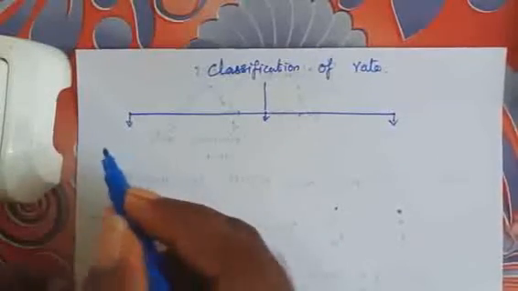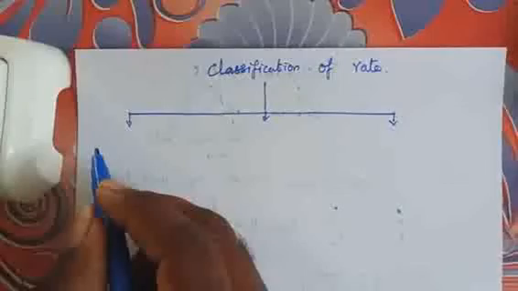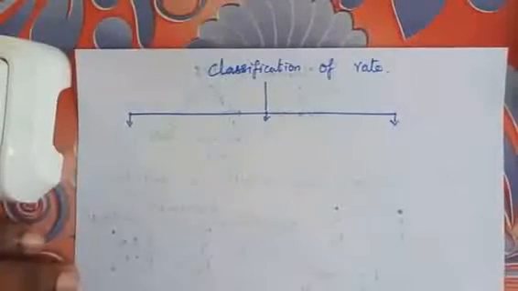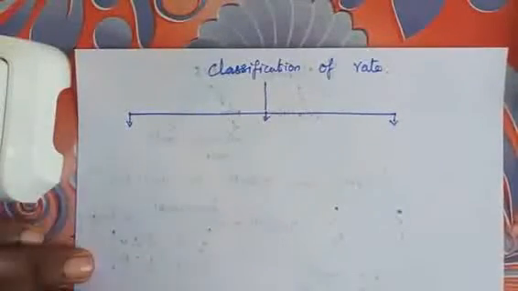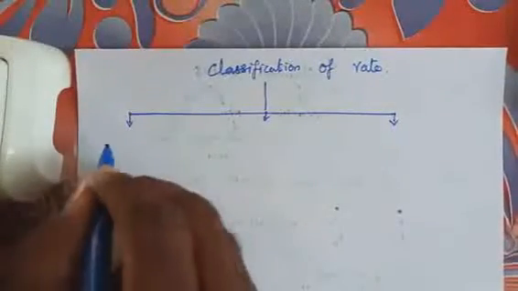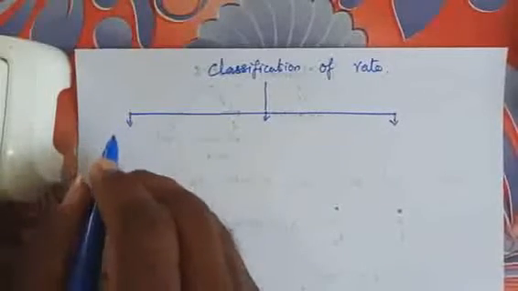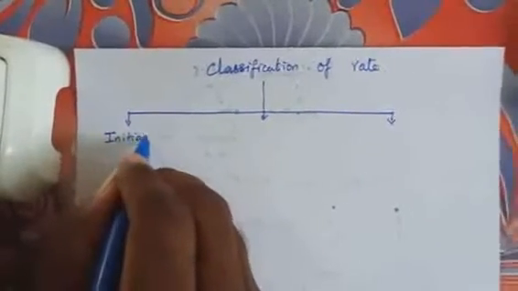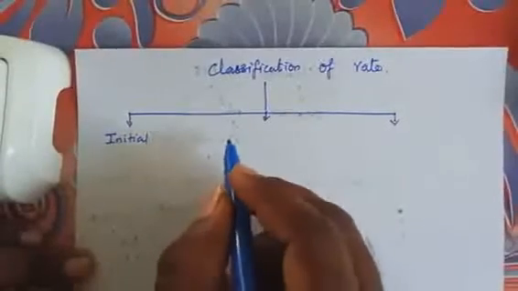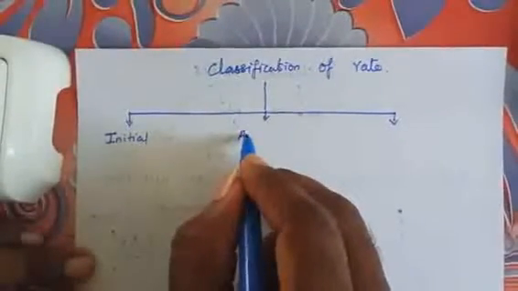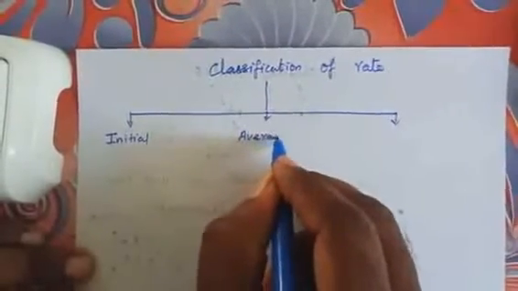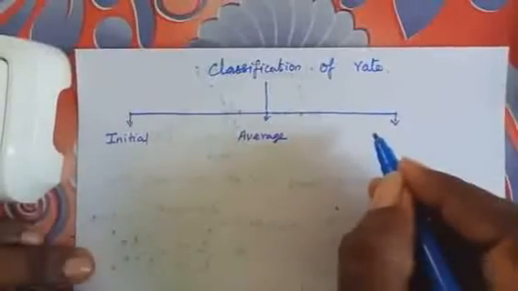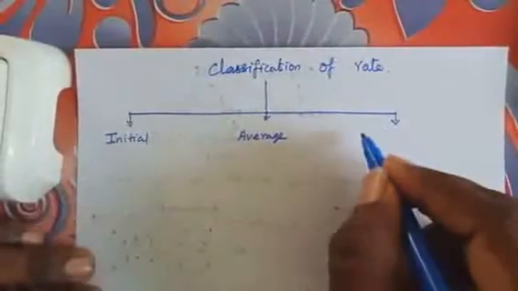The next one is classification of rate. Rate can be classified on the basis of the observed point. It can be classified into three types. First one is called initial rate. Then the second one is called average rate. And then the last one is called instantaneous rate.